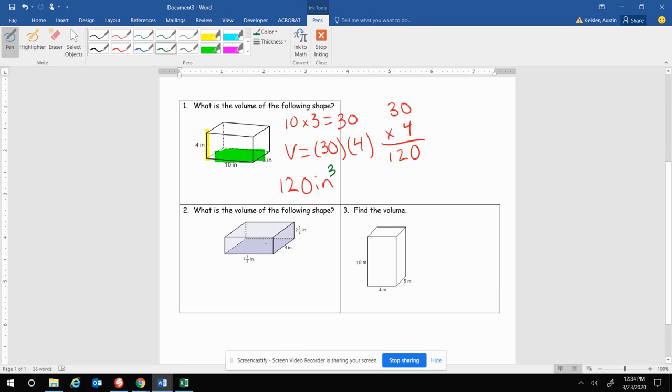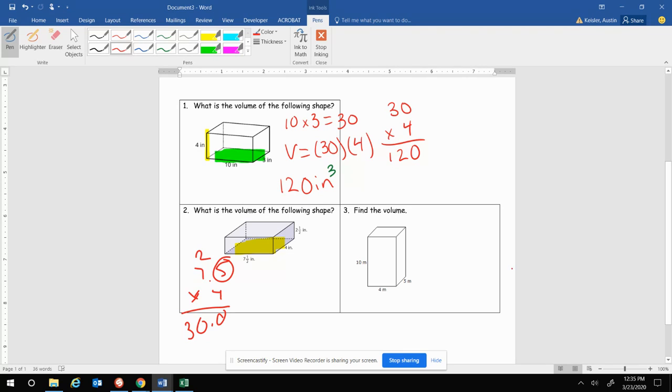It says, what is the volume of this shape? I do have some fractions, but if we notice, those are both a half. So I'm going to change those to decimals. It's going to make it a little easier for us. If I look down here, this is going to be my base. So I have 7.5 and 4. So I'm going to multiply 7.5 times 4. I know 4 times 5 is 20. And then I know 4 times 7 is 28. 28 plus 2 is 30. And then I have one number after the decimal. So 7.5 times 4 is 30.